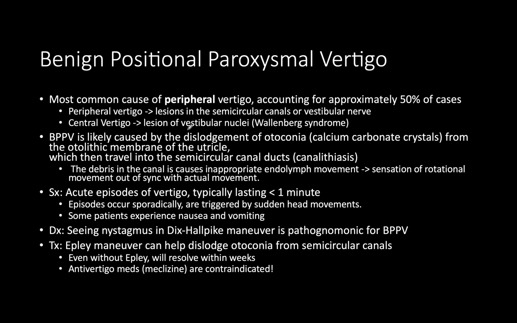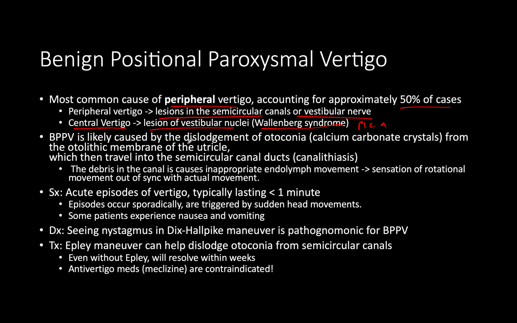So BPPV is the most common cause of peripheral vertigo. About 50% of cases are BPPV. Again, peripheral vertigo is some sort of lesion in the semicircular canal or vestibular nerve. Central vertigo is going to be a lesion of the vestibular nuclei. So Wallenberg syndrome, which is our lateral medullary syndrome, where we lose blood supply from the PICA, results in hemisensory loss on one side of the body and hemiparesthesia on the other. We're going to talk about all of those when we meet on Friday, but one of these symptoms of Wallenberg syndrome is this central vertigo.